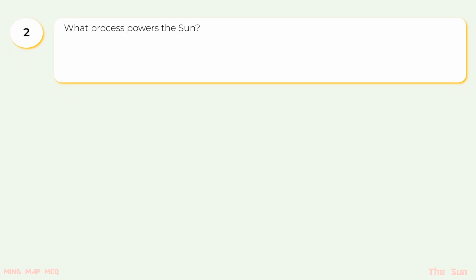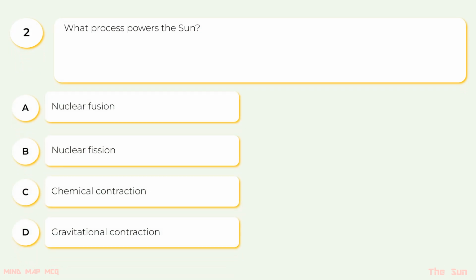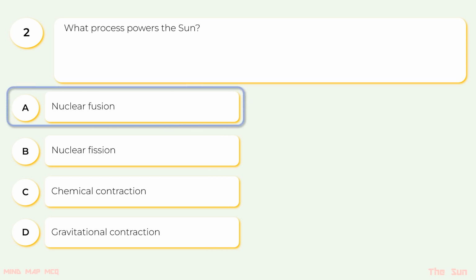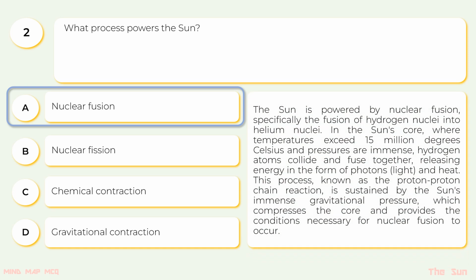Question 2. What process powers the sun? Options are A. Nuclear fusion, B. Nuclear fission, C. Chemical contraction, D. Gravitational contraction. The correct option is A. Nuclear fusion. The sun is powered by nuclear fusion, specifically the fusion of hydrogen nuclei into helium nuclei.